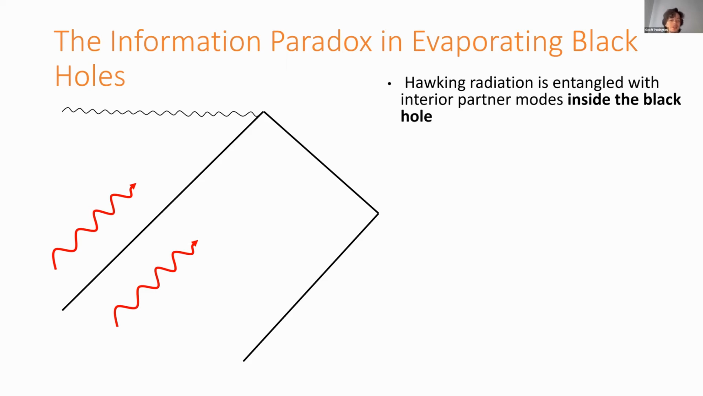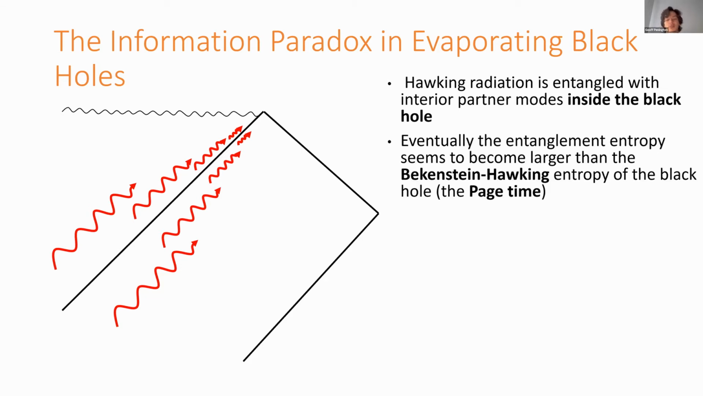Okay, so for an evaporating black hole, you have Hawking radiation, and that Hawking radiation is entangled with a partner mode that sits inside the interior of the black hole. And as the black hole evaporates, you get more and more Hawking modes coming from closer and closer to the horizon. They're entangled with more and more interior degrees of freedom. And eventually, you reach this point called the Page time, where the entanglement entropy between the Hawking radiation and the interior modes seems to be larger than the Bekenstein-Hawking entropy of the black hole.